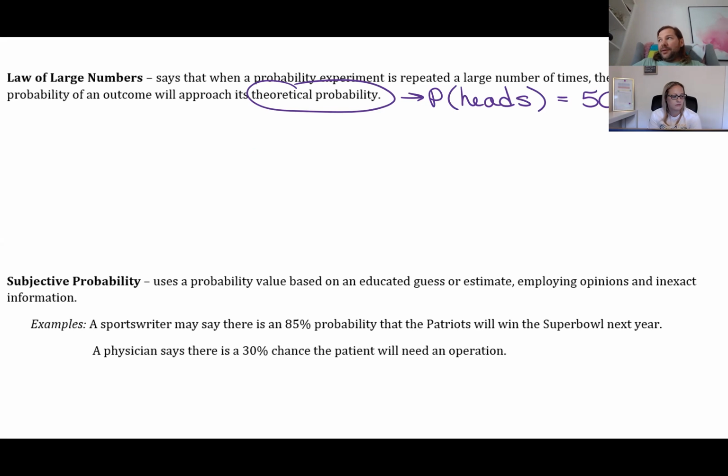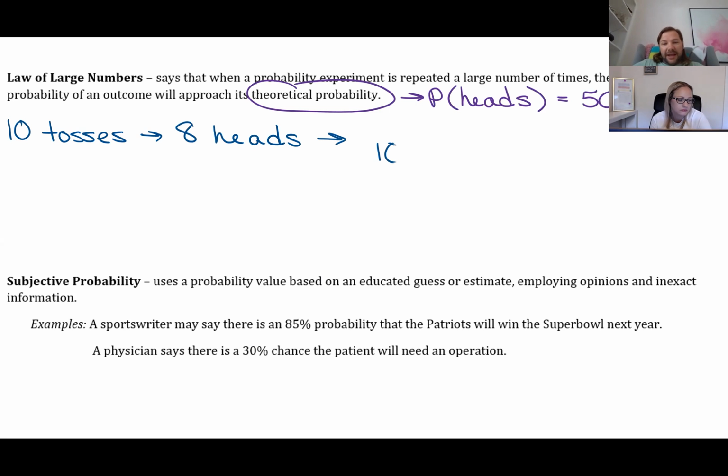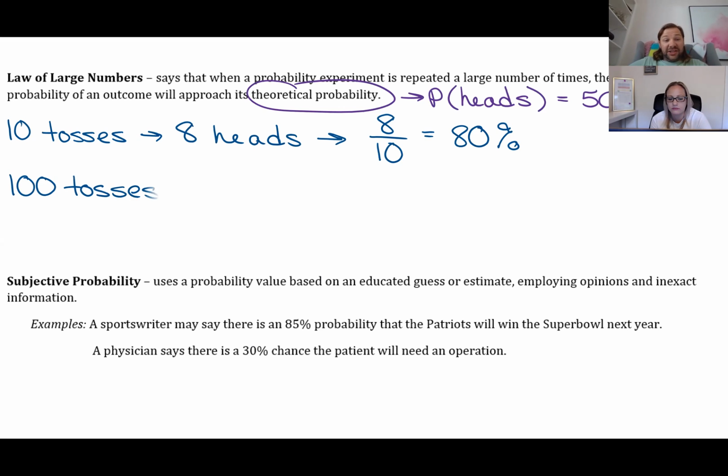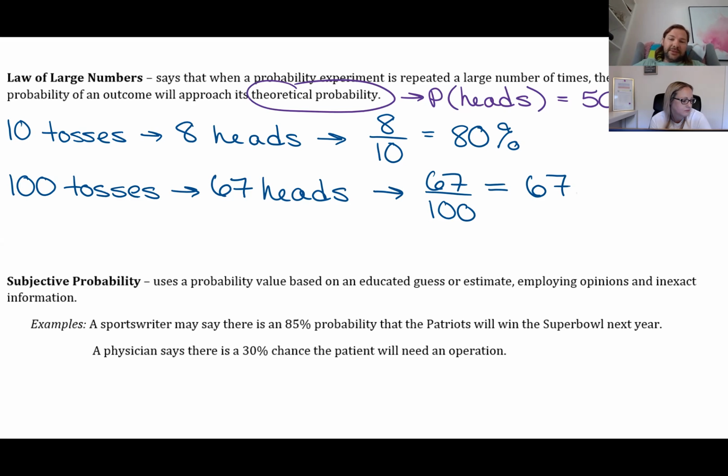But I think anyone that was ever a captain on a sports team knows that if you flip a coin 10 times, you're not necessarily guaranteed to get 5 heads and 5 tails. You might get 6 or 7 heads in a row, and so if you do 10 tosses, you might get 8 heads, and that's 8 out of 10, or 80% of the time, just in that experiment of tossing it 10 times. But if you toss it 100 times, it's going to tend towards getting closer to 50-50.